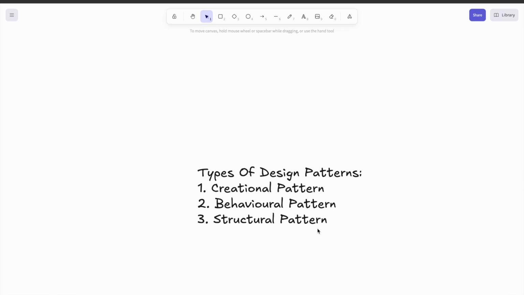So the last one is a structural pattern. Here, structural pattern deals with how different components like interfaces, functions, and structures are composed to build a large, scalable, and maintainable system.